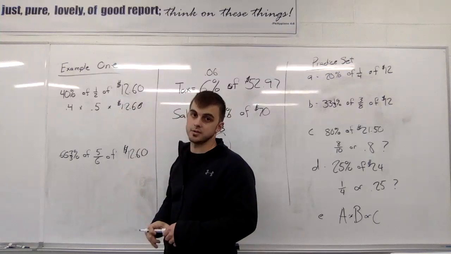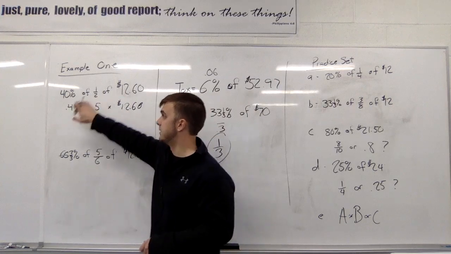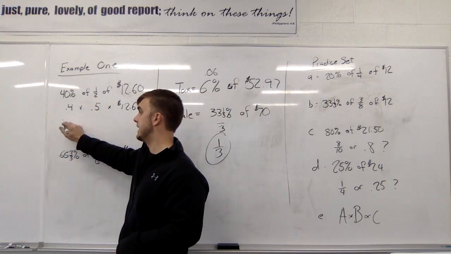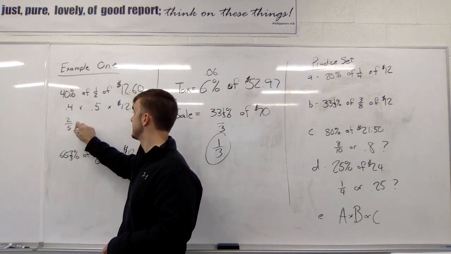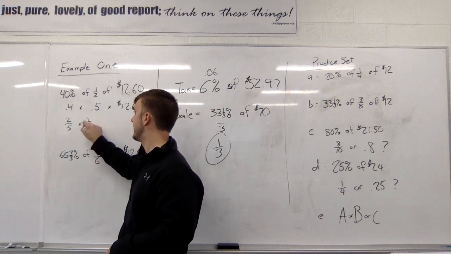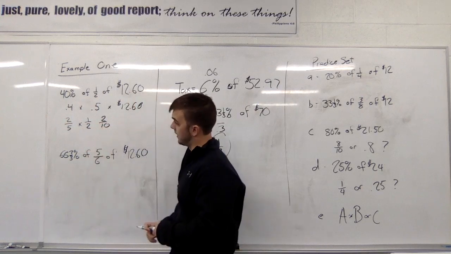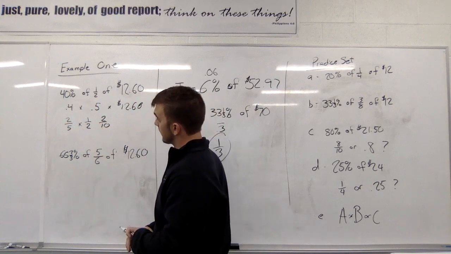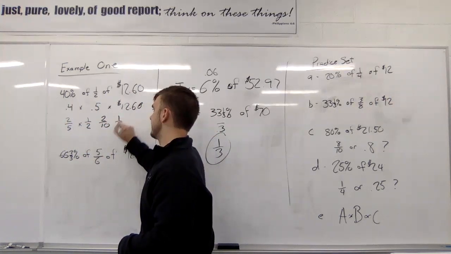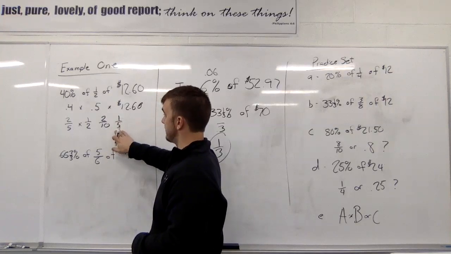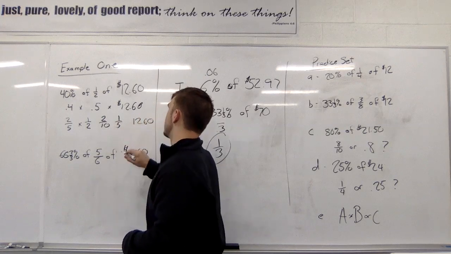0.5 times $12.60. What I would actually do for myself is, since this isn't a fraction, I would just change 40% to a fraction, 2/5 times 1/2, which gives you 2/10, or 1/5 for that. 1/5 times $12.60, and that's where it gets a little confusing, because you can then change 1/5 to a decimal, or you could just do that at the very beginning.